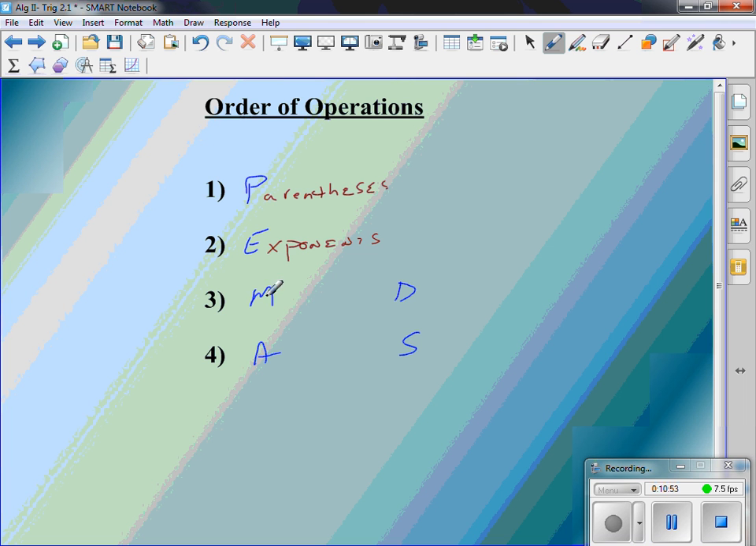Now, M stands for multiply, and D stands for divide. Why are they on the same line? They're the same things. Multiplying and dividing are interchangeable. Dividing is just the opposite of multiplying. I can change any multiplication problem into a division problem just by changing the wording, just by rearranging. And A and S stand for adding and subtracting.